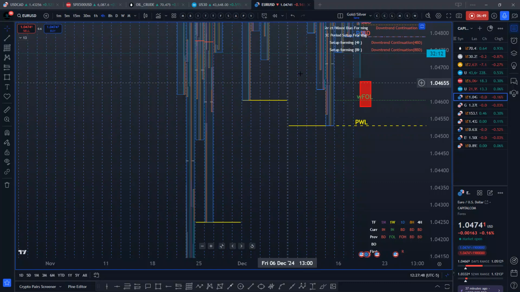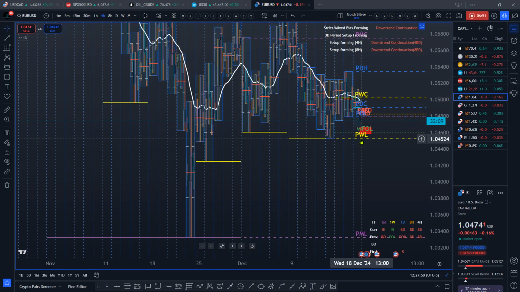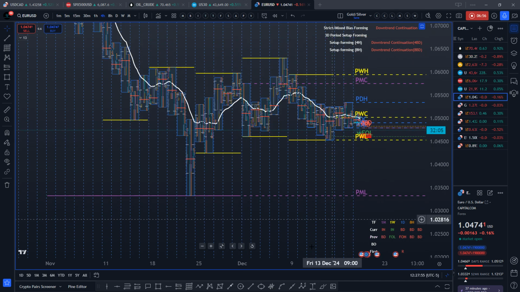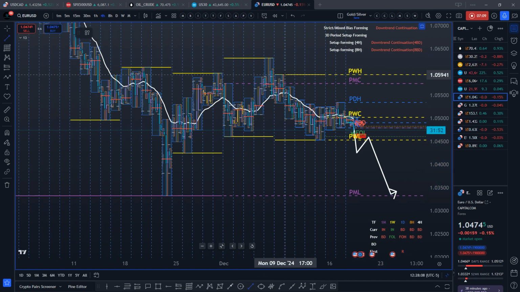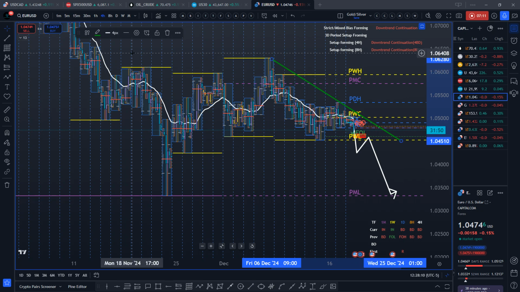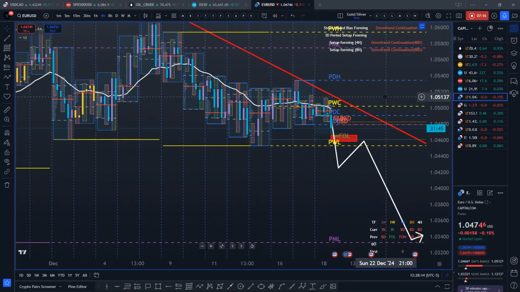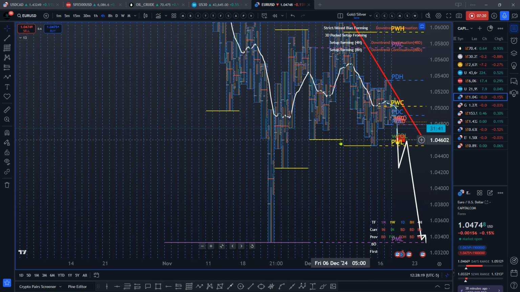Now, on the other hand, if we were to break the previous week's low, then that's uber bearish, and we're looking for a continuation all the way down into the previous month's low over here, the November low. All right, so at the moment, my bias is somewhat bearish, but it needs some confirmation, and the confirmation that it desperately needs really is a breakdown of the previous week's fake out low.